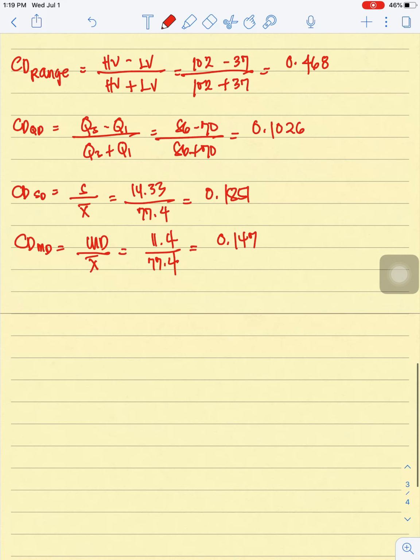Okay, then we can now draw our box and whisker plot. For the box and whisker plot, our lowest value is 37 and our highest value is 102. So let's say this is 30, then 40, 50, 60, 70, 80, 90, 100, 110. Okay, this is our scale. Then locate our lowest value of 37.